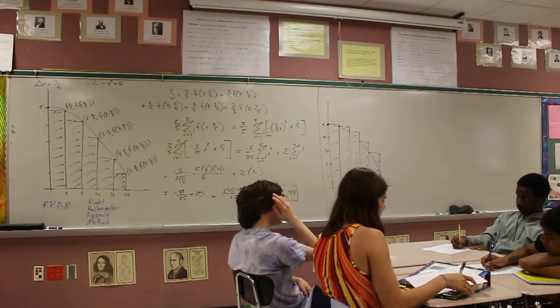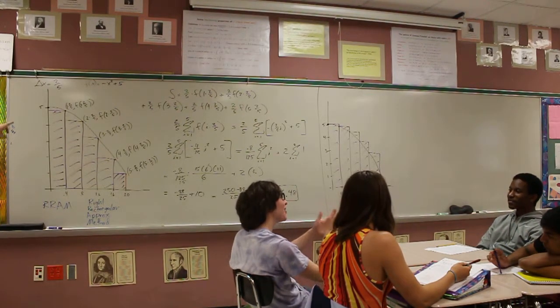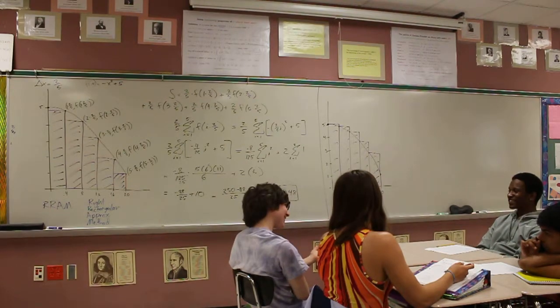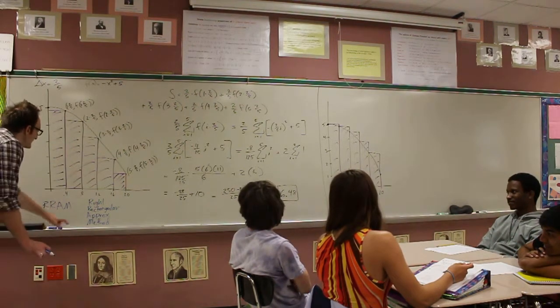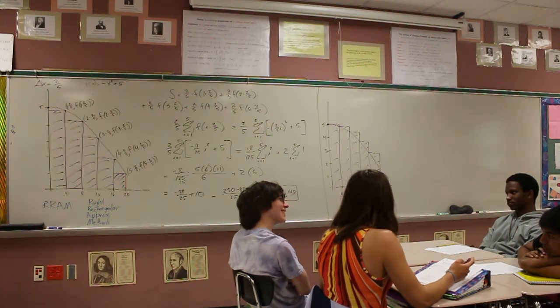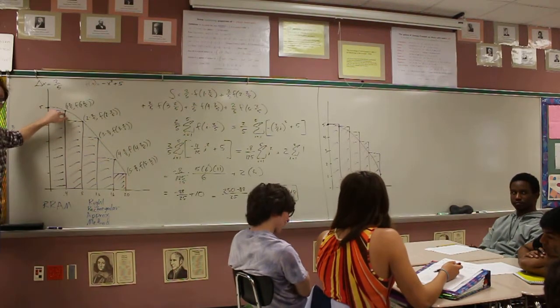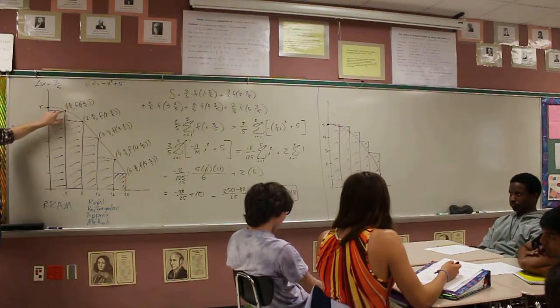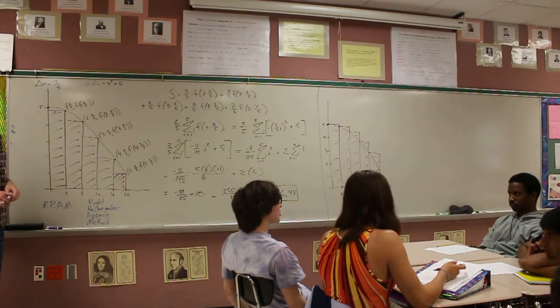Why is it called right rectangular approximation method? Well, it's a method. It's an approximation method because we're approximating the area. It's a rectangular approximation method because we're using rectangles. And it is a right rectangular approximation method because the height of the rectangle is determined by the value of the function at the right-hand endpoint of the subinterval.